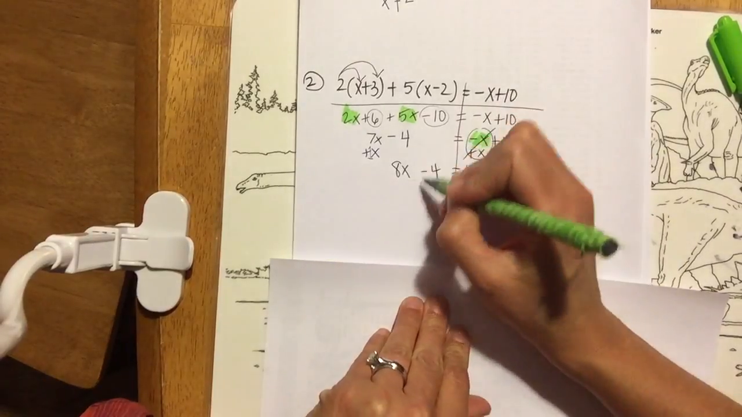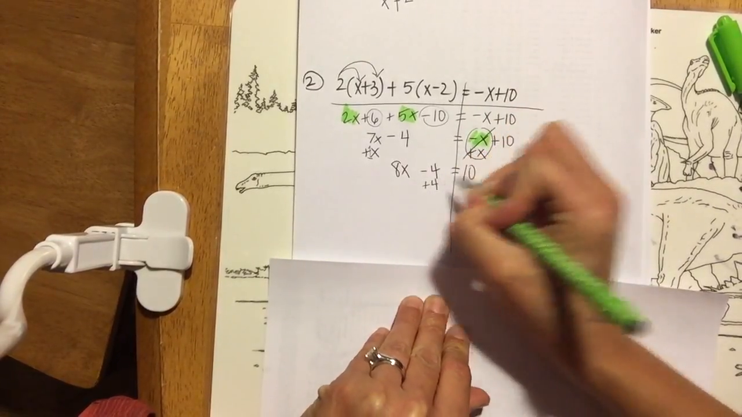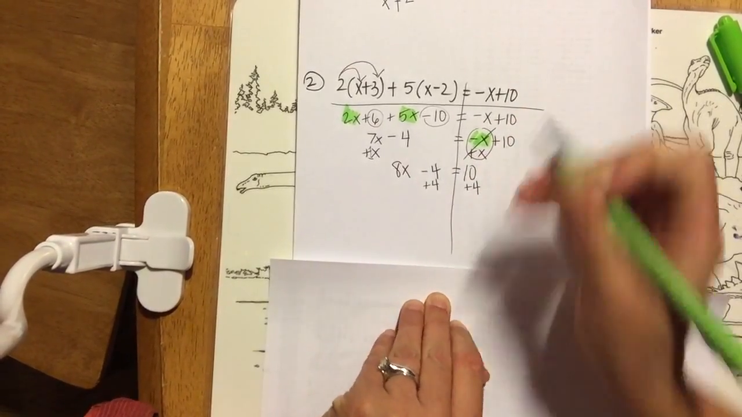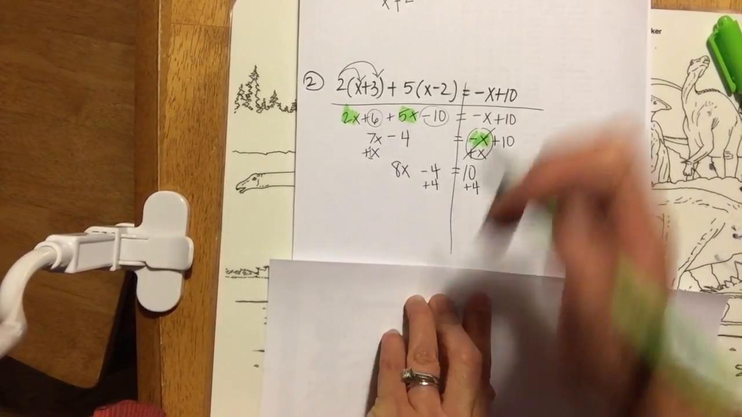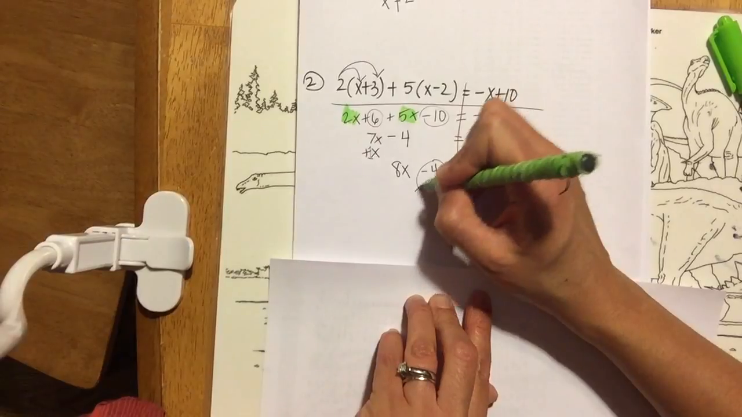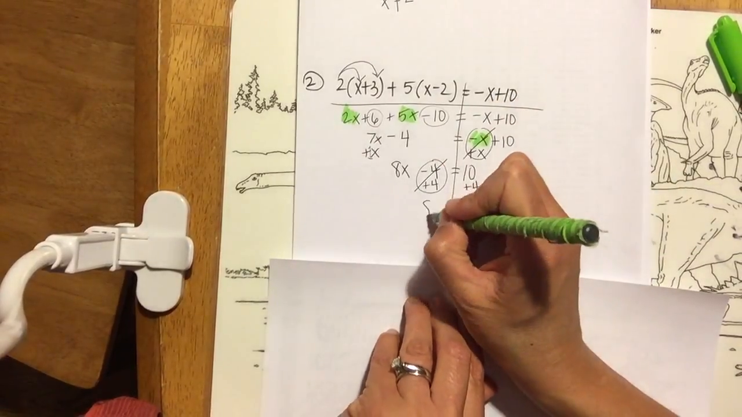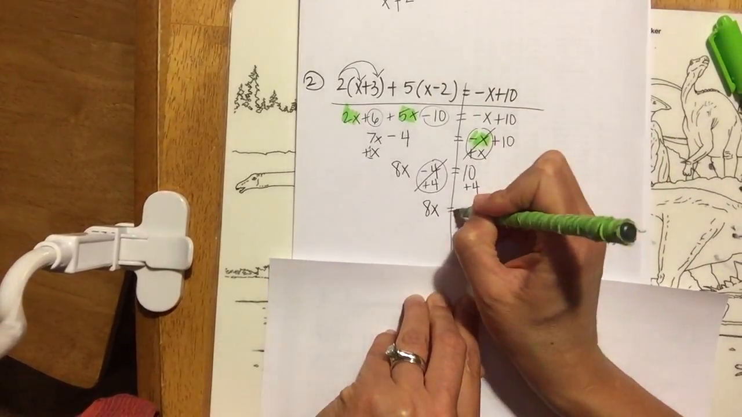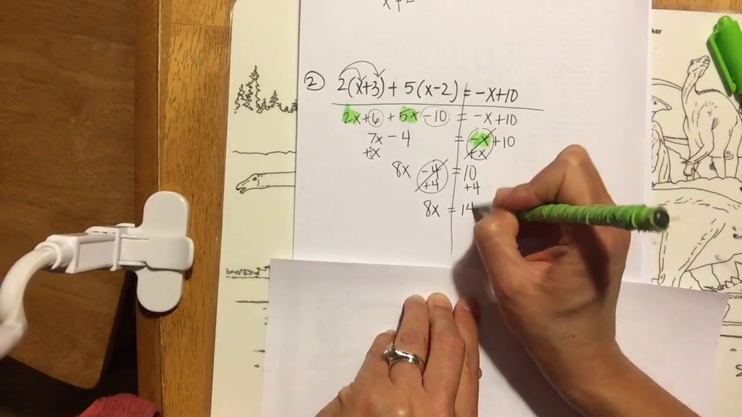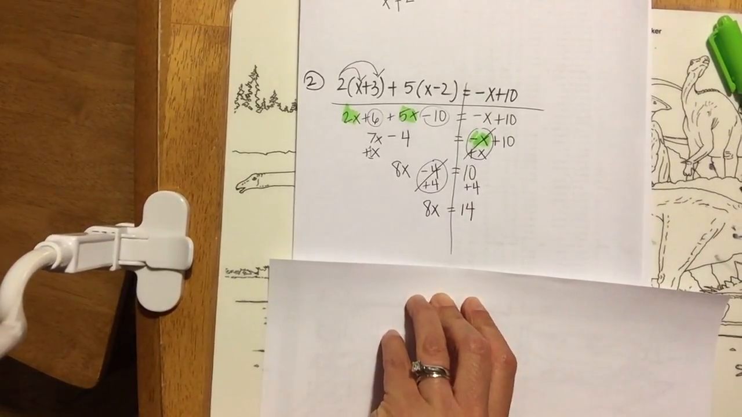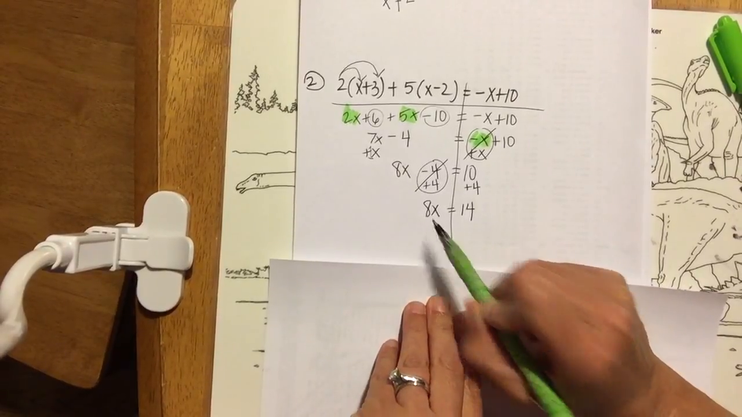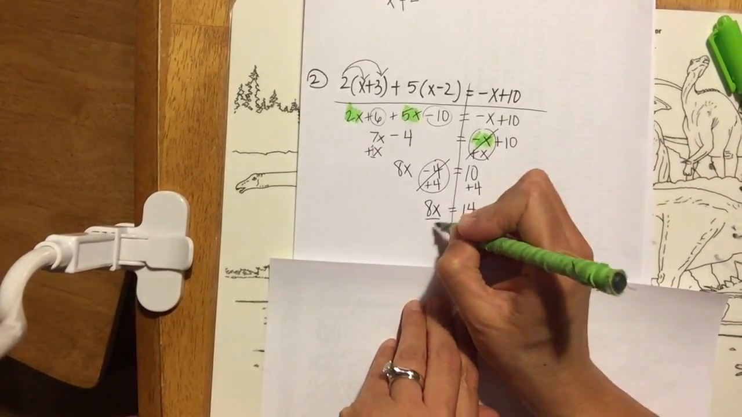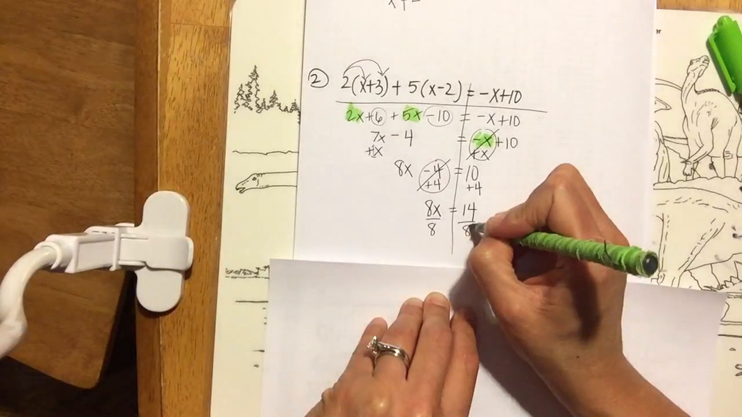To get that 8x by itself, I'm going to add 4 to both sides. Remember, you want to undo all your addition and subtraction first with inverse operations. By doing that, I get rid of that negative 4, which gives me 8x is equal to 14. Then I'm going to use the inverse operation of multiplication to undo that, which would be division, and I'm going to divide both sides by 8.